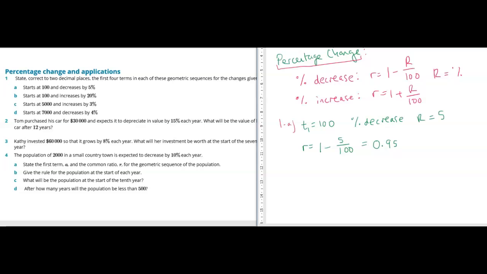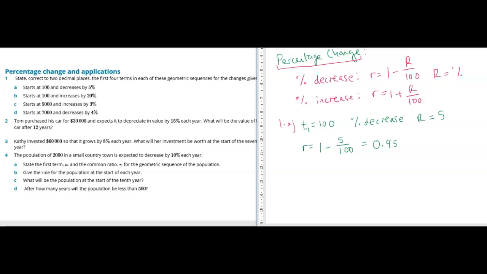Now, if we were less than 1, it's going down. Okay, and we looked at that in a previous lesson when we were looking at geometric sequences. So if R was less than 1 or between 0 and 1, you're going down. And if R is greater than 1, so we're greater than 100%, then you're going up. Okay, so we've got that information.